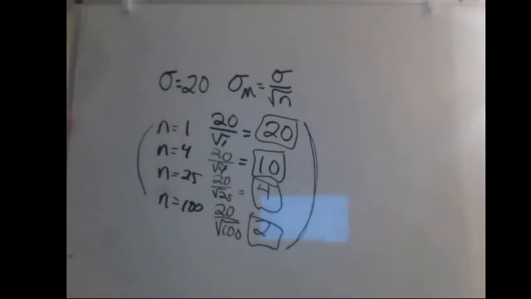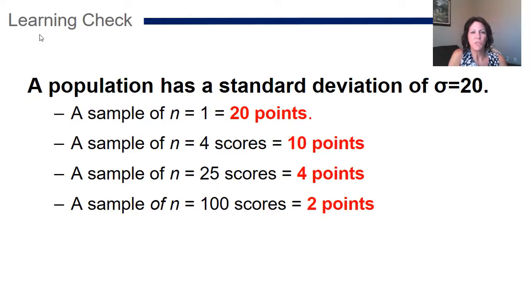Let's take a look. And in sum, this is what we just figured out. We have a sample of 1. We had a standard error of 20. When we have 4 scores, we had a standard error of 10. 25 scores, we had a standard error of 4. And 100 scores, we had a standard error of 2 points. So what does this tell us? This tells us as our sample size increases, our standard error decreases.